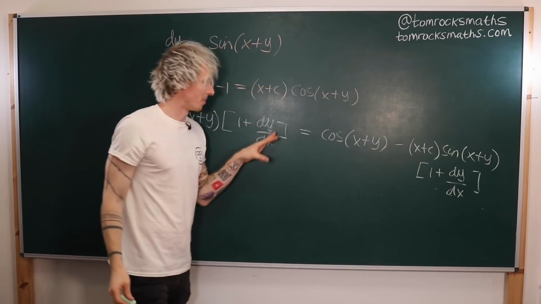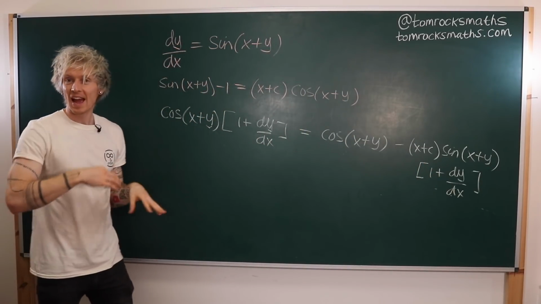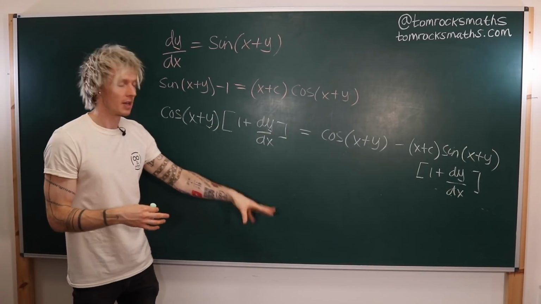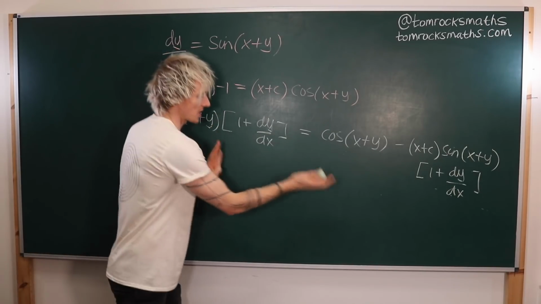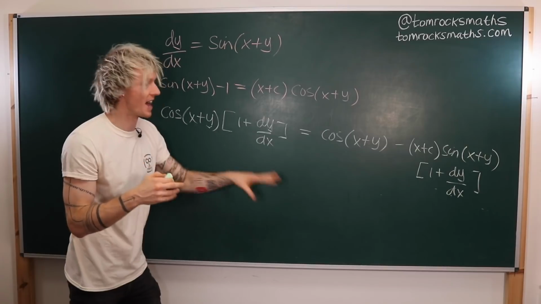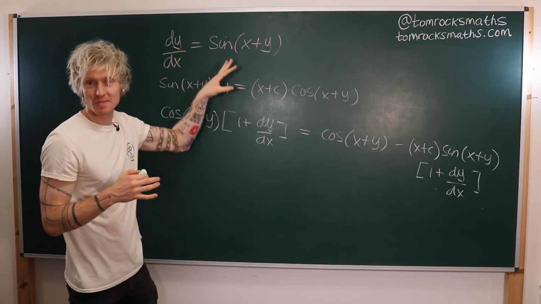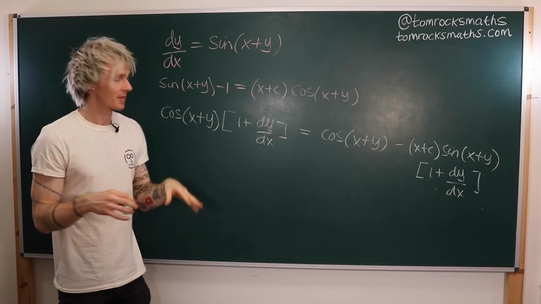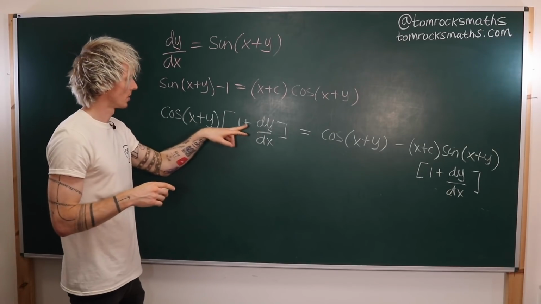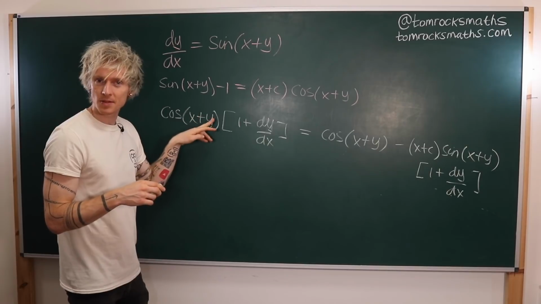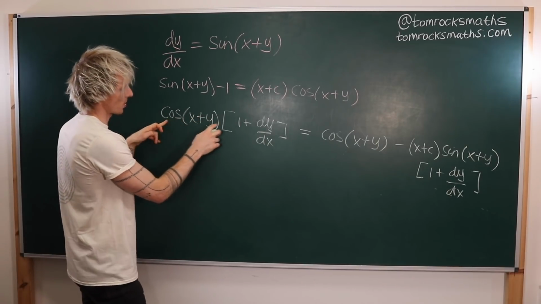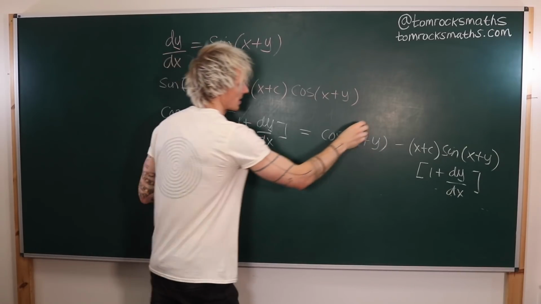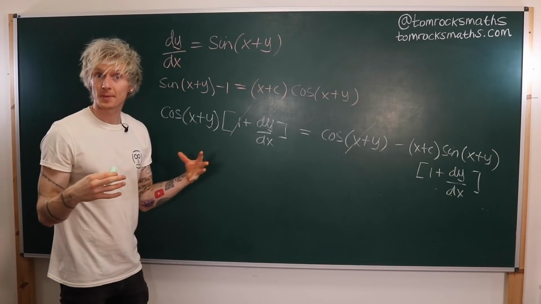So it's a pretty complicated expression. And what we need to do now is rearrange to get dy by dx on its own and have dy by dx equals something. And hopefully that something will turn out to just be sine of x plus y. So the first thing that I can spot here is that we can cancel this cos x plus y term, because you have cos x plus y times 1, and then you have cos x plus y.